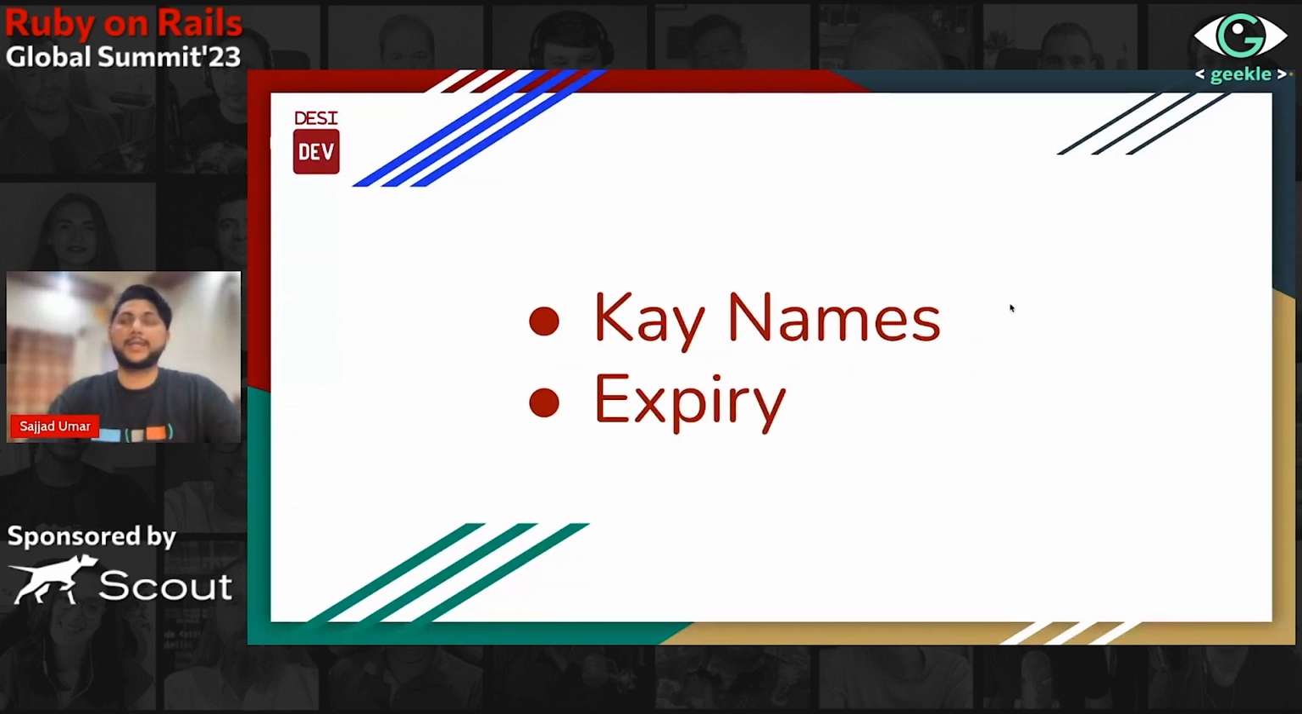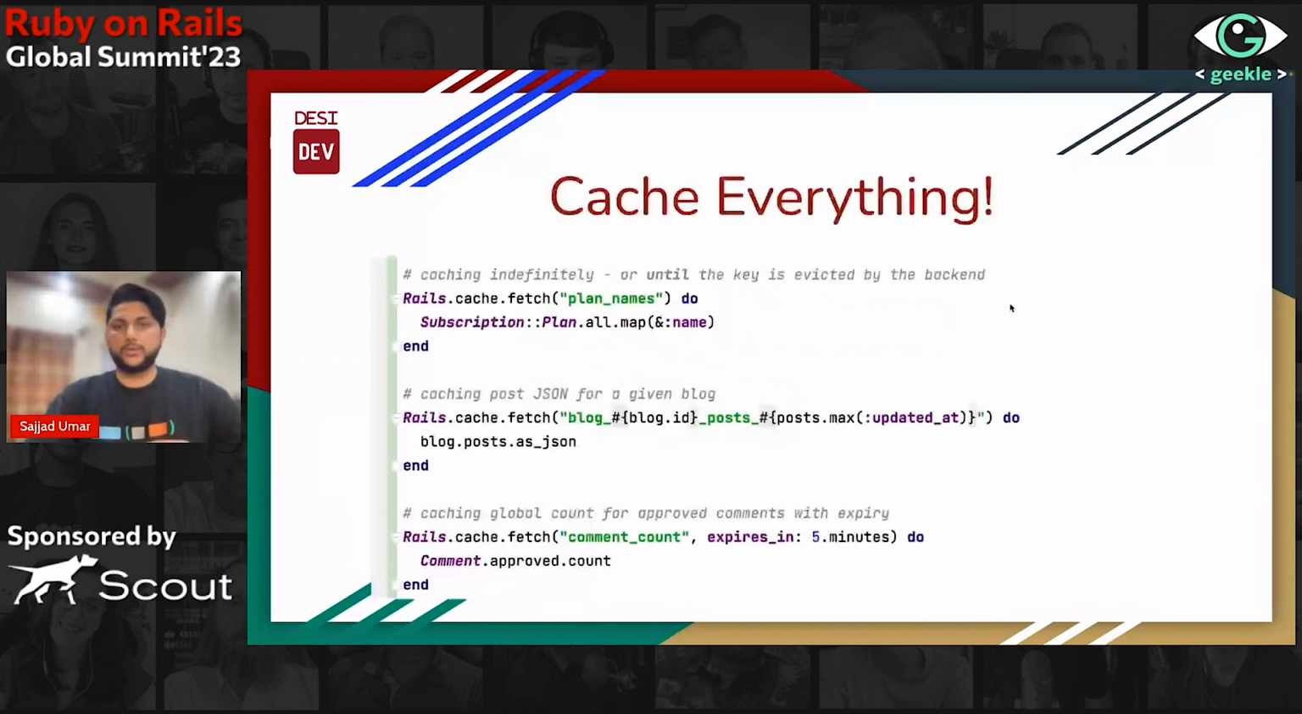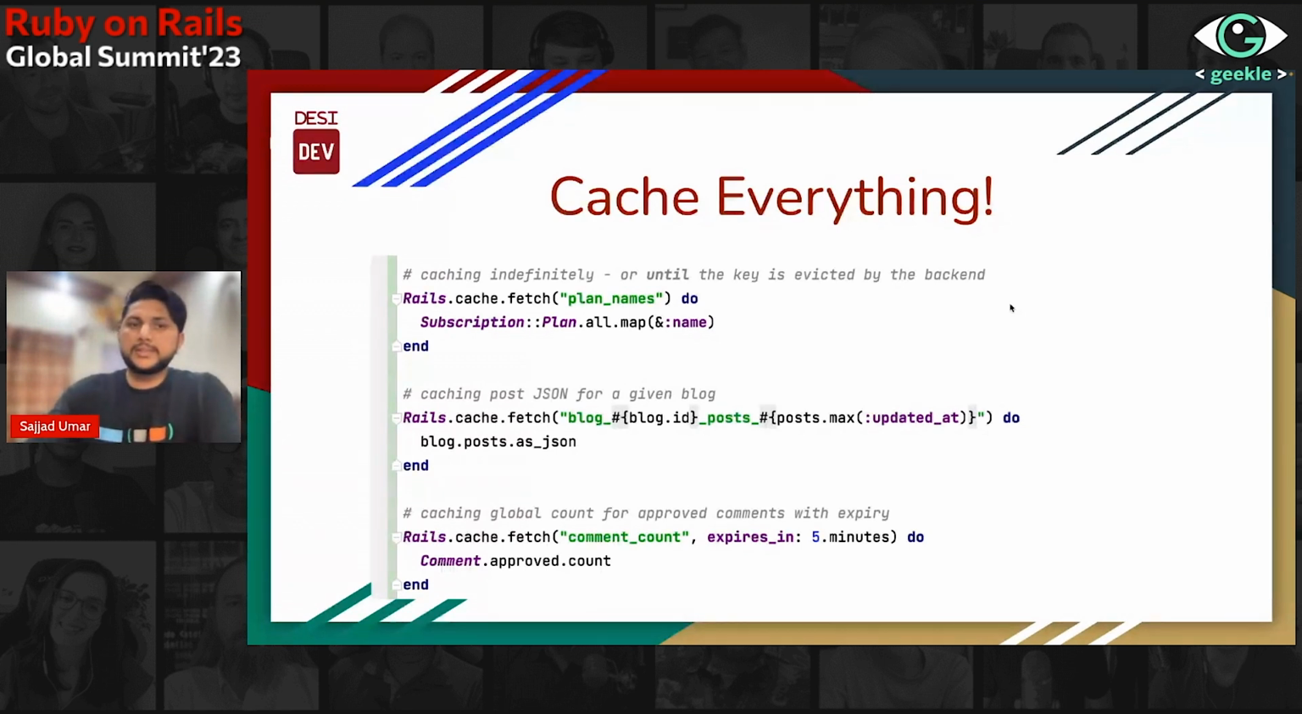is key names and the expiry. Let's see how these two things go hand in hand to create an effective caching strategy. In this particular example, if you look at the first set of code, which is caching indefinitely, for example, in this particular application, it is caching plan names, which aren't really going to change much, indefinitely caching them, and using cache to fetch them only. So this type of caching will stay indefinitely in the system, or until the key is evicted by the backend.